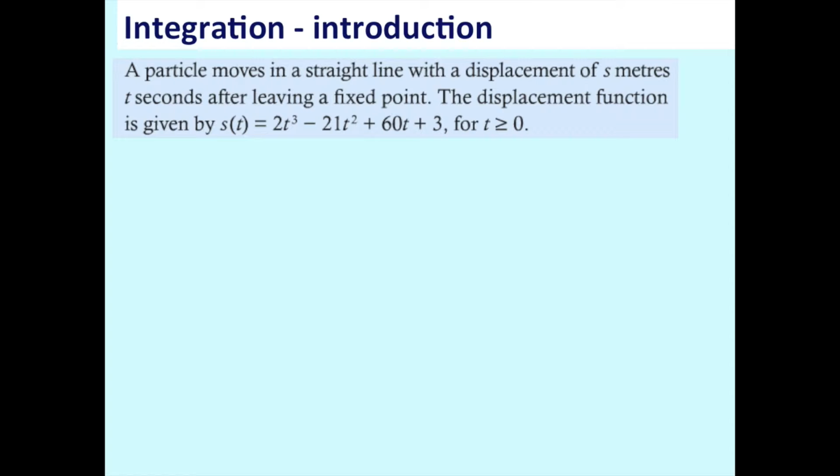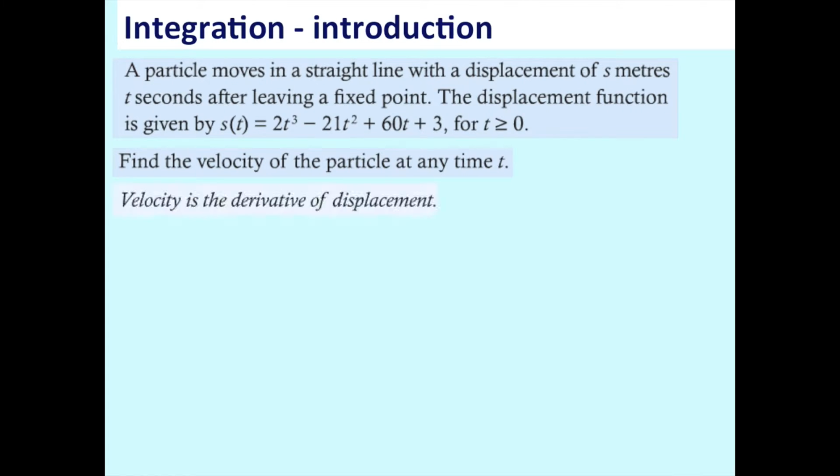So let's have a look at how we can bridge the gap then with integration. If we have a particle moving in a straight line with a displacement of s meters, t seconds after leaving a fixed point, the displacement function is given by this: 2t cubed minus 21t squared plus 60t plus 3. So the first thing to do is think about how we can find the velocity of the particle at any time t. So just try and have a go at that. The velocity is the derivative of displacement. The rate of change of displacement with respect to time is the velocity. So we can just find the derivative s dash t, which gives us this.